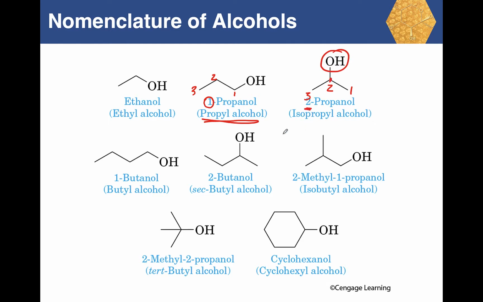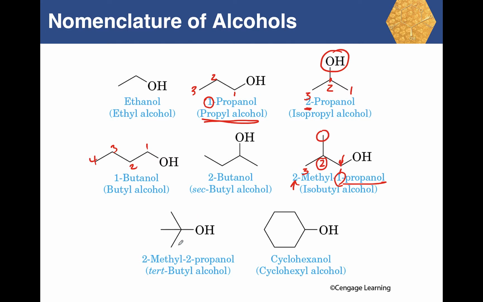So we use 2-propanol. 1-butanol, 1, 2, 3, and 4. 4 is butane, so it becomes butanol. Same here. And let's look at this one. This is 1, 2, and 3. Propanol. 1-propanol, because here's the 1. And 2 for the methyl group.